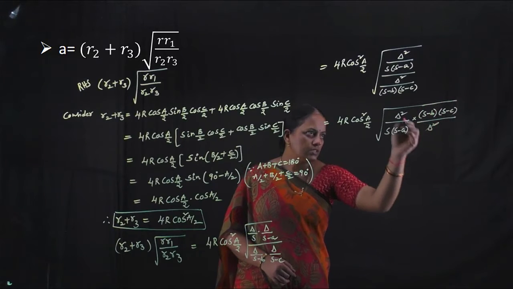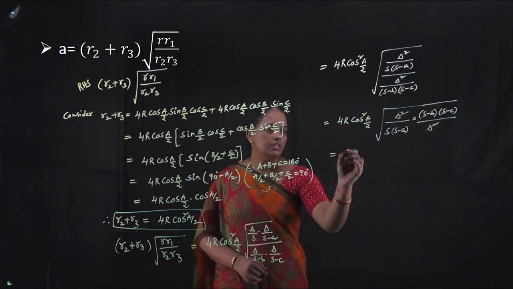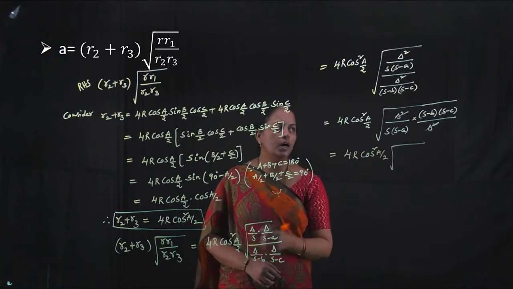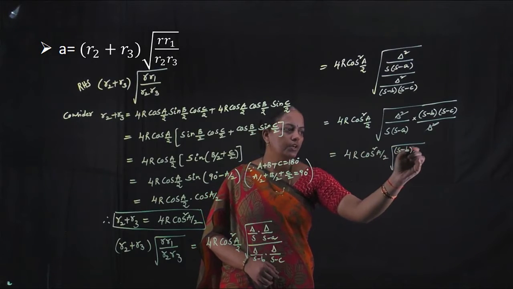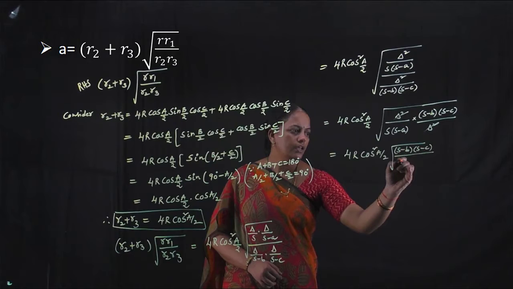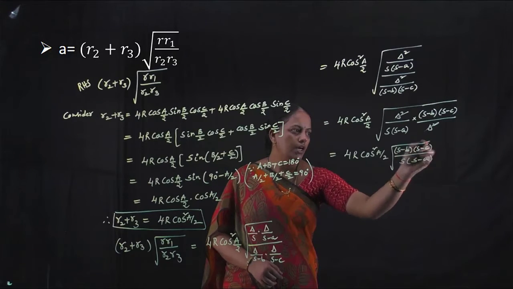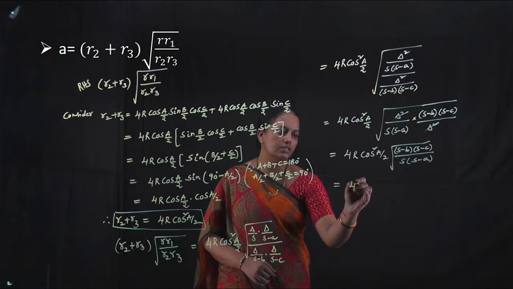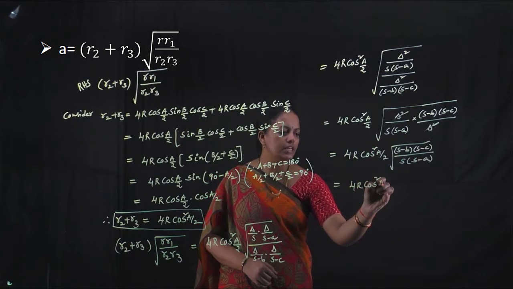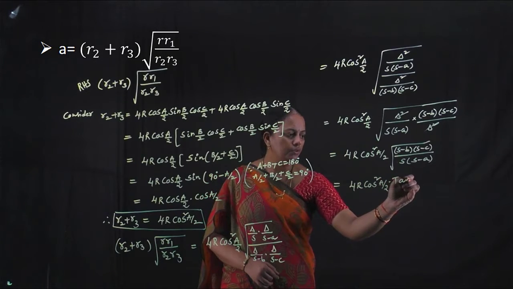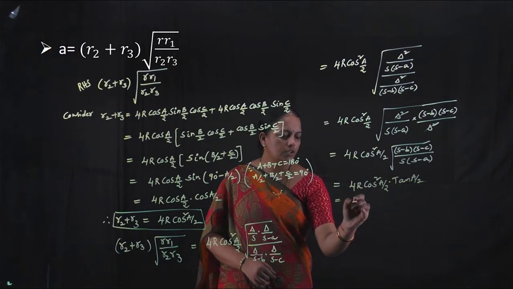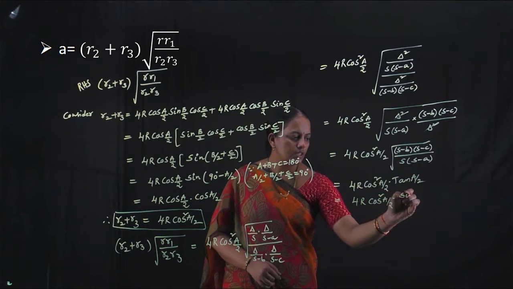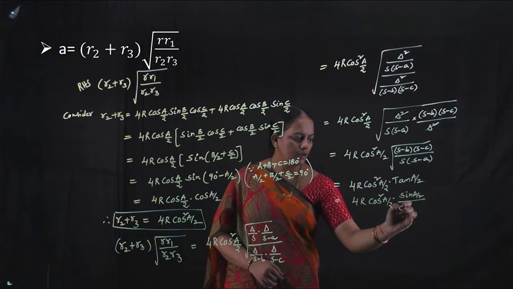Okay. Here delta square cancels. This is equal to 4R cos square A by 2 into root of (s minus b) into (s minus c) by s into (s minus a). And we know that root over (s minus b)(s minus c) by s(s minus a) means tan A by 2. So, this is equal to 4R cos square A by 2 into tan A by 2, which means sin A by 2 by cos A by 2.